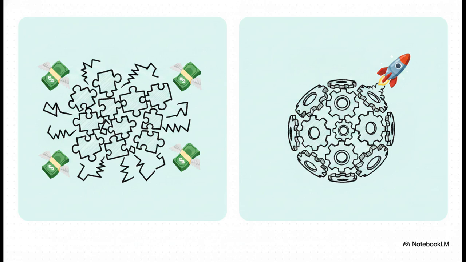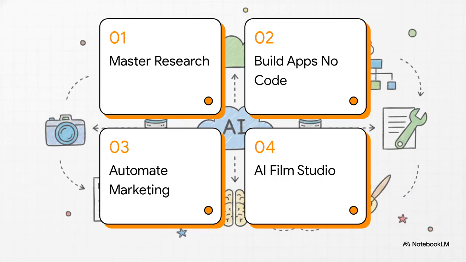On one hand, you've got the fragmented, expensive way of doing things, and on the other, a completely unified, free stack. Everything we are about to explore connects seamlessly, and, obviously the best part, it won't cost you a single dime to get started. So, here is our roadmap for today's builder journey. We'll start by mastering research and learning, then we'll build apps without any coding, move on to automating your marketing campaigns, and finally, we'll step into the AI film studio.